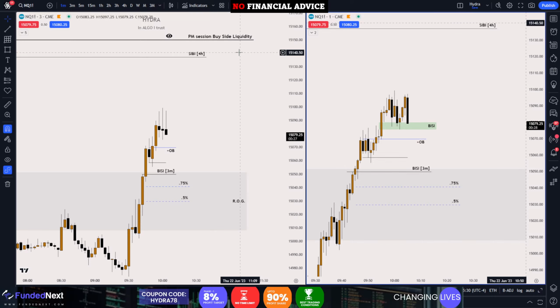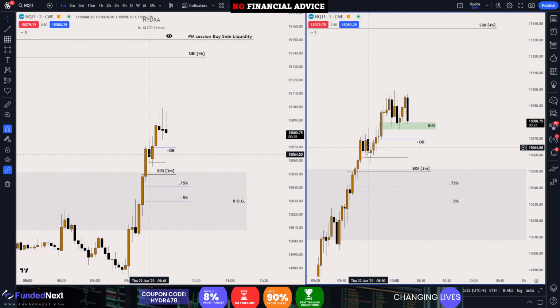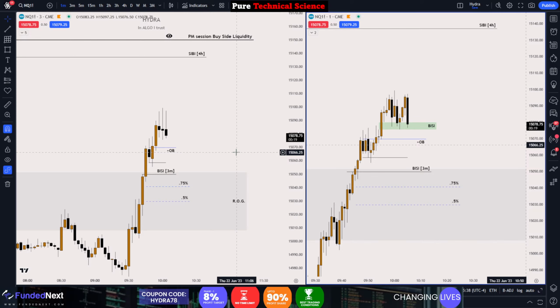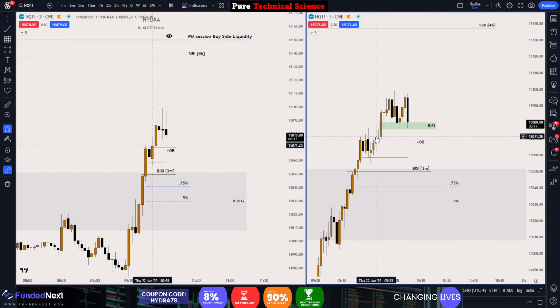Why is that an order block? You want me to explain it? It's a down close candle. Then it's going with my narrative, so it's an order block. It's a bullish order block. And price respected it. I mentioned this order block before it happened.